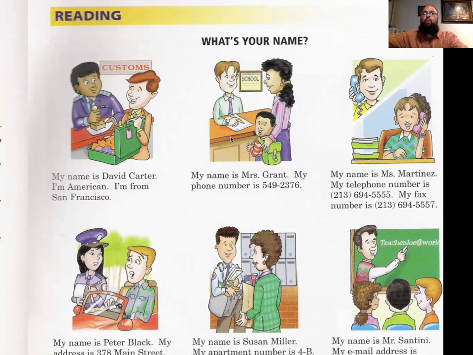Repeat after me. What's your name? My name is David Carter. I'm American. I'm from San Francisco. My name is Mrs. Grant. My phone number is 549-2376. Remember, pause, repeat it, and review it again if you need to.